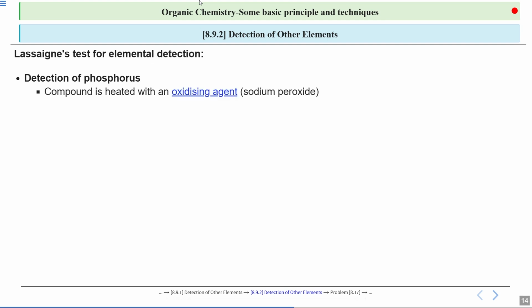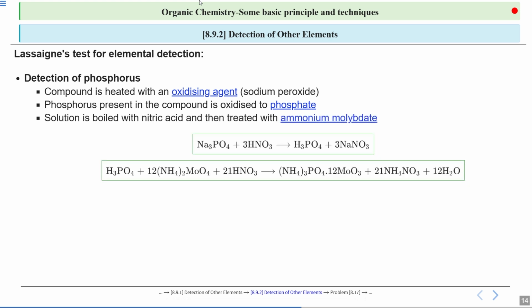For phosphorus, we heat the compound with an oxidizing agent such as sodium peroxide. So the role of the oxidizing agent is to facilitate the conversion of phosphorus into a detectable form. Once the compound is heated, any phosphorus present is oxidized to form phosphate. Okay, so it oxidizes to form phosphate. This transformation is essential because phosphate is a form that can be easily identified in subsequent steps.